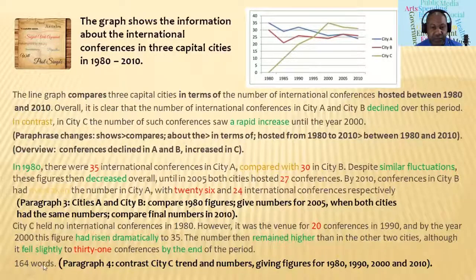So this is 164 words, more than the 150 you need. It's fine, you could add even more. If you want to, you can take it up to about 180, which is most people's guideline, 150 plus 30. So there's still room here for maneuver. So this paragraph uses city C as a contrast to cities A and B and gives figures for the 4 different points. There, there, there, and there.